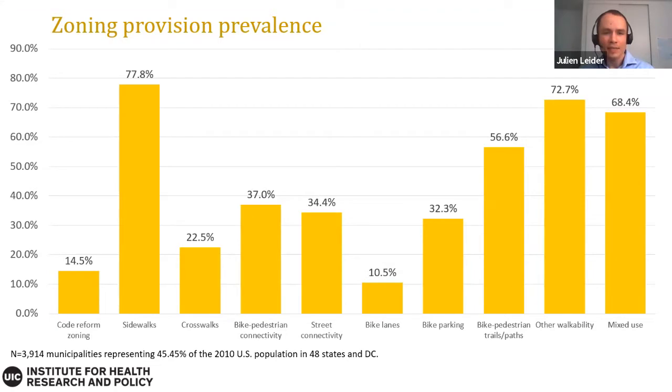So I begin here with just the overall prevalence of these zoning measures. We had nearly 15% of jurisdictions in our sample had code reform zoning. The prevalence of specific provisions ranged from just over 10% for bike lanes to just under 78% for sidewalks. And we had majorities of jurisdictions addressing several other zoning measures shown on the right, including mixed use.